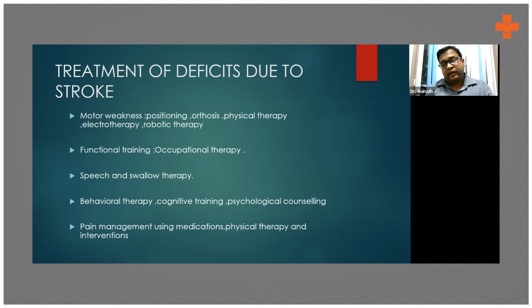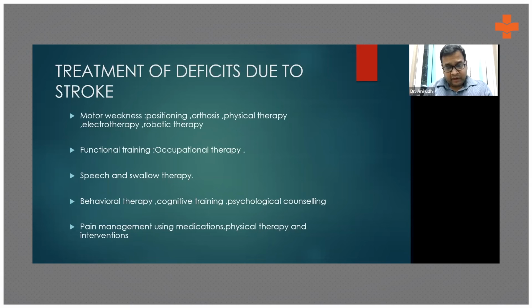Again, cognitive training is important for patients whose cognition is impaired or higher mental functions are impaired. Psychological counseling becomes very important for the patient and the attenders too, because we have seen that a lot of patient attenders or family members have severe burnout. So they will have depression, and sometimes the patients might have suicidal tendencies. So all these things require good psychological counseling.